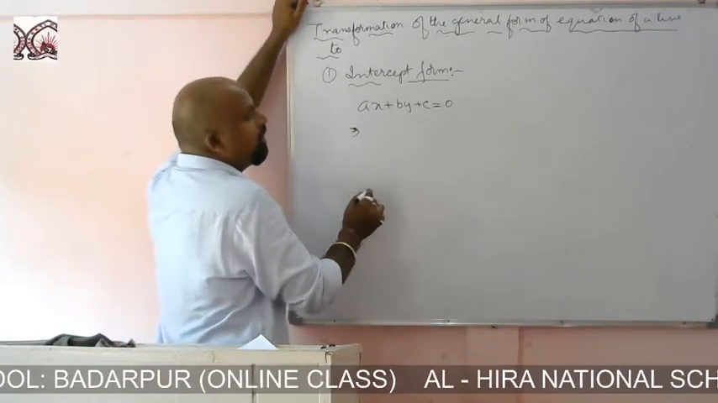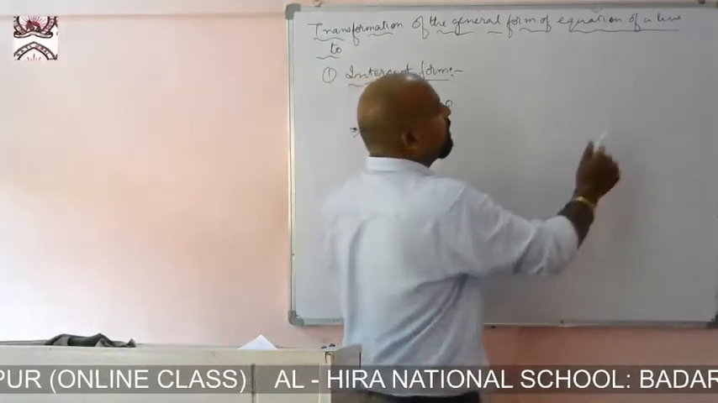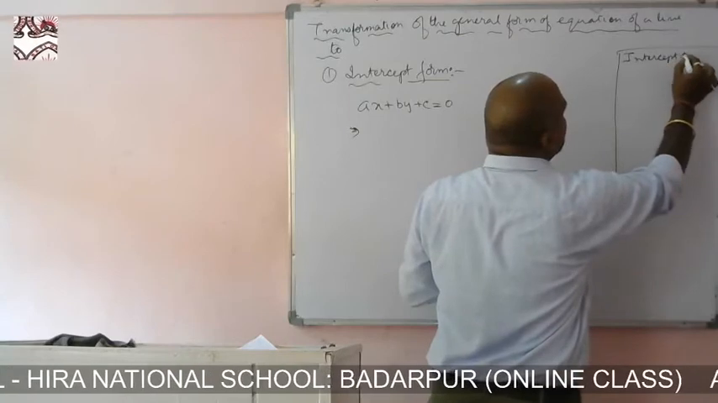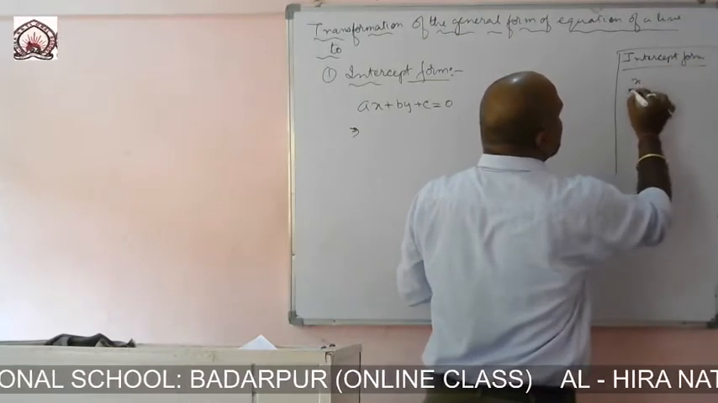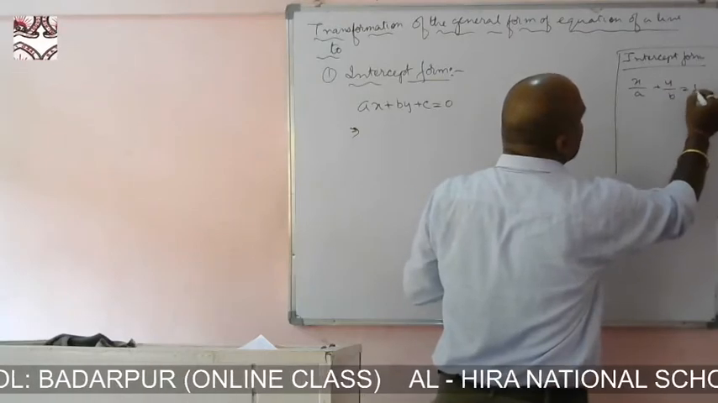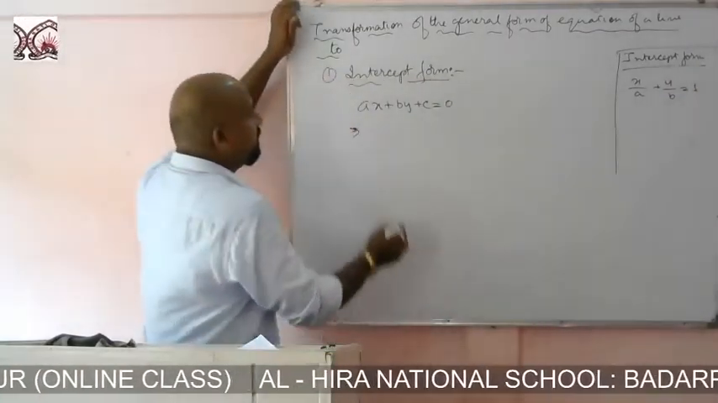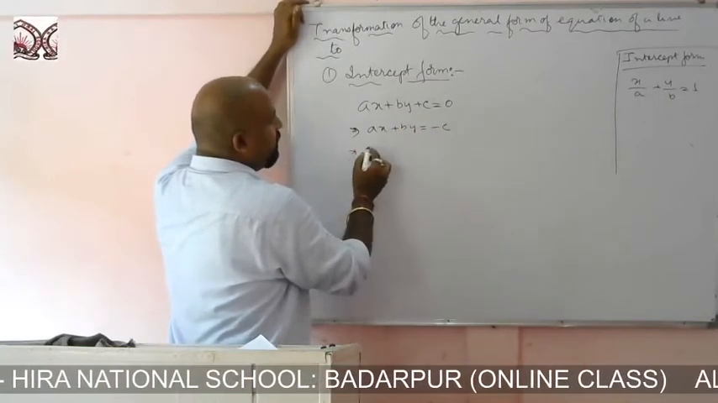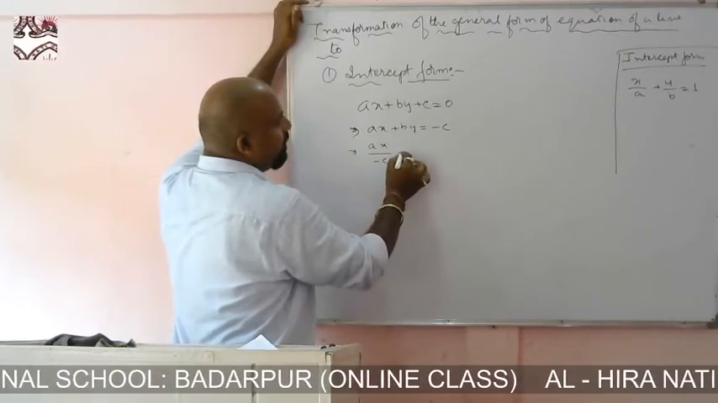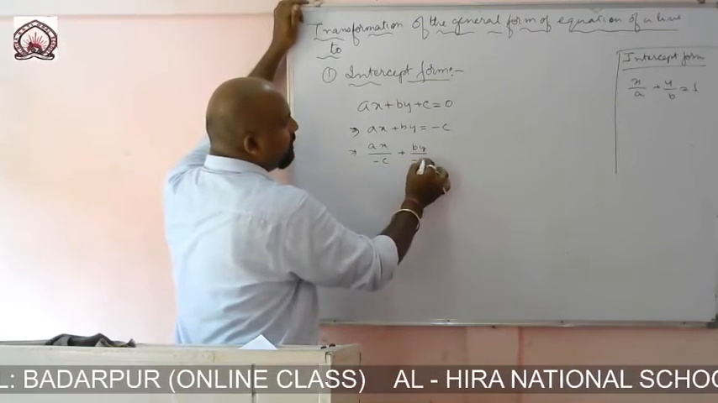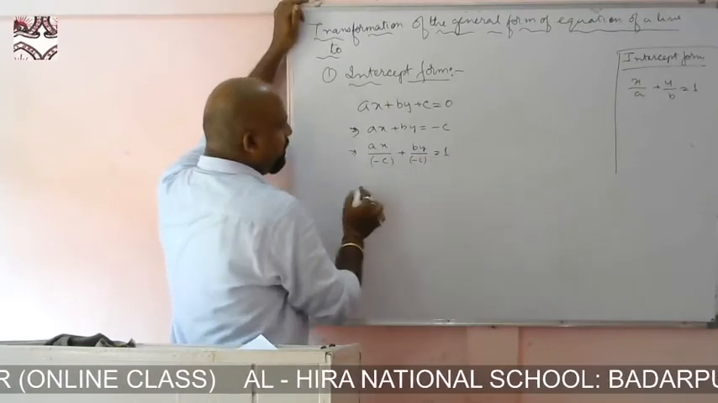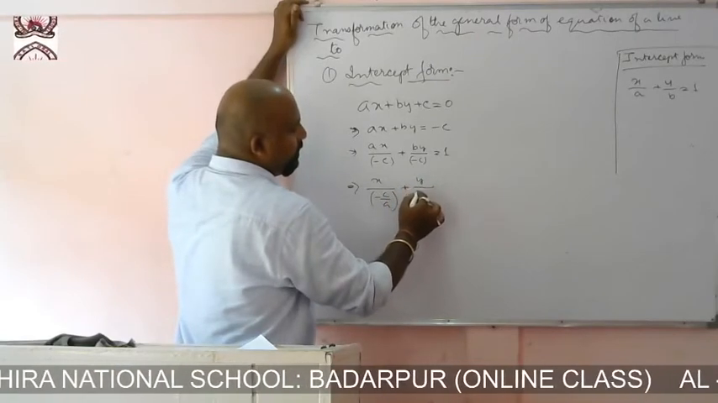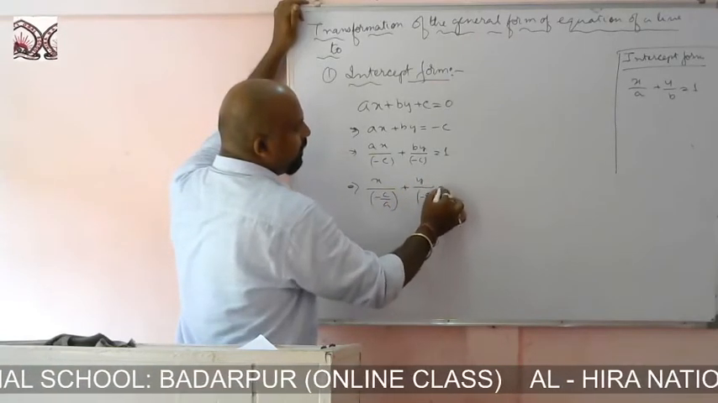Now intercept form is given by x by a plus y by b equal to 1. On the right-hand side it should be 1. Now can I write ax plus by equal to minus c? Divide it. So ax by minus c plus by by minus c equal to 1. Then x by minus c by a plus y by minus c by b equal to 1.